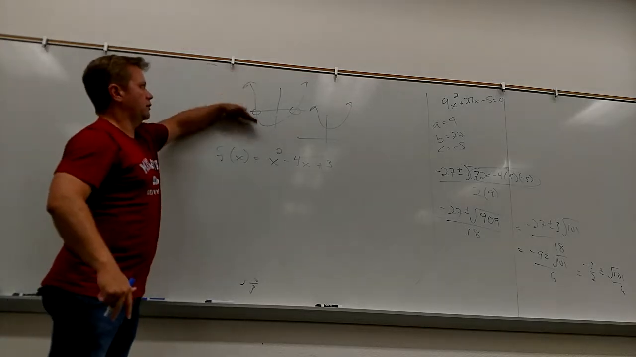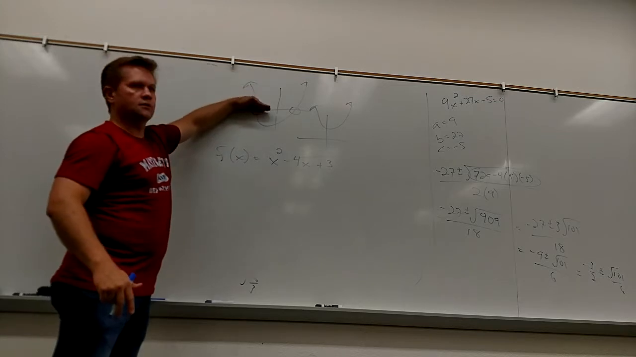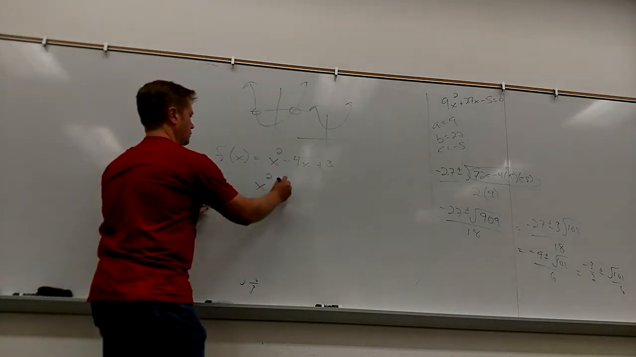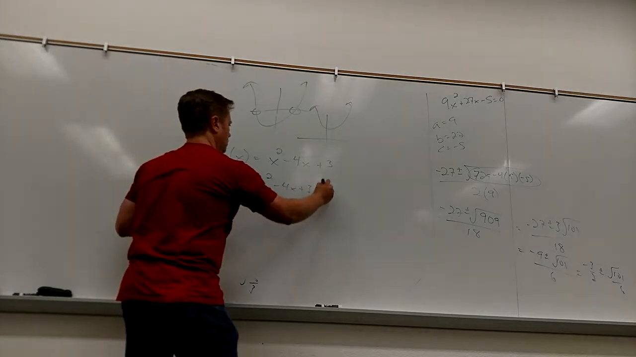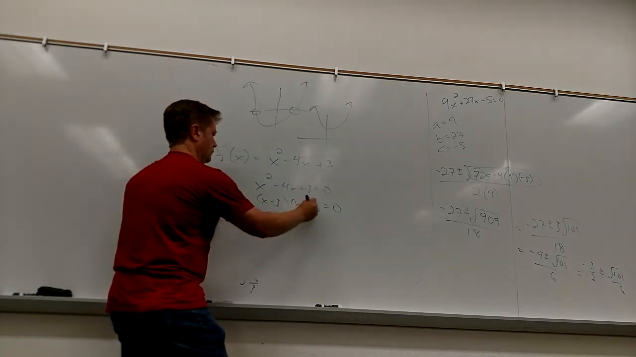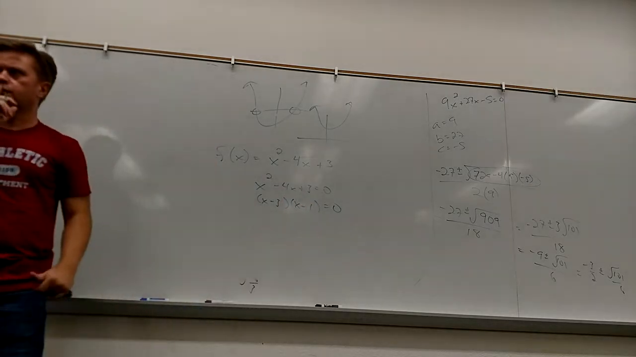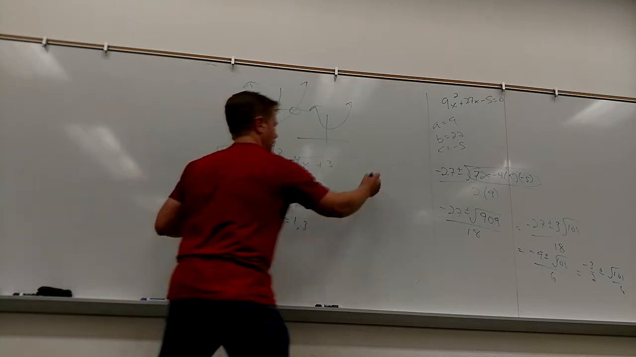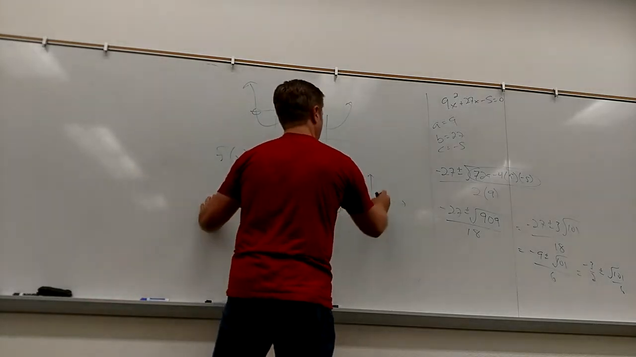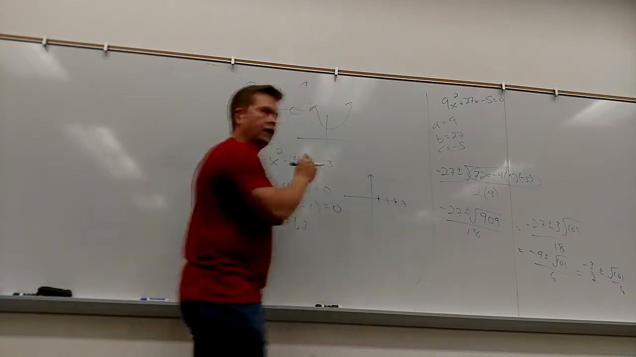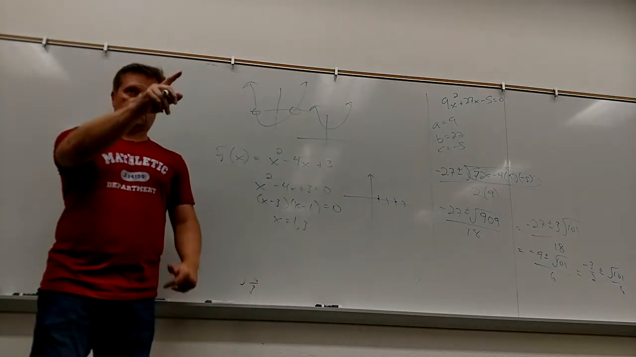X-intercepts are where the function output is 0, right? All right, well, set this equal to 0. What would you do? You guys with me? Okay. So you get x equals 1 and 3. So that's where what happens? That's where the parabola crosses.